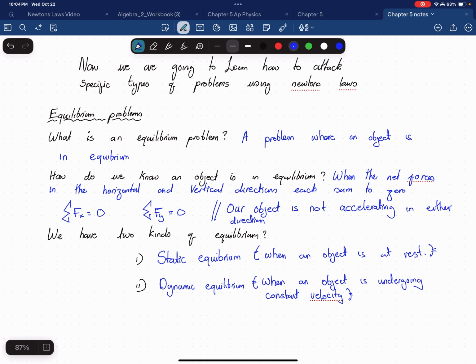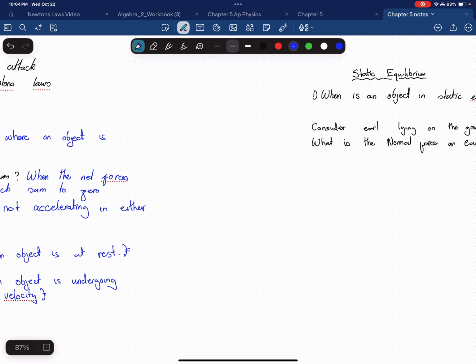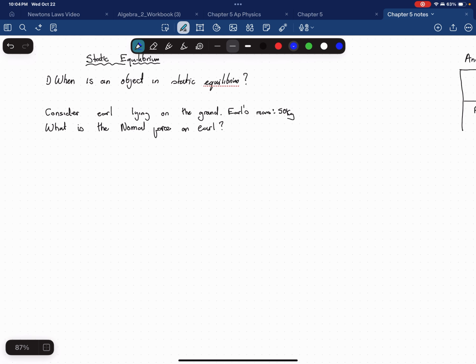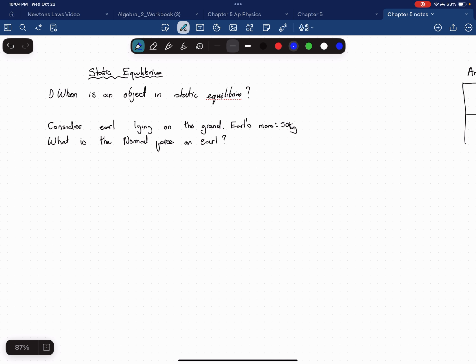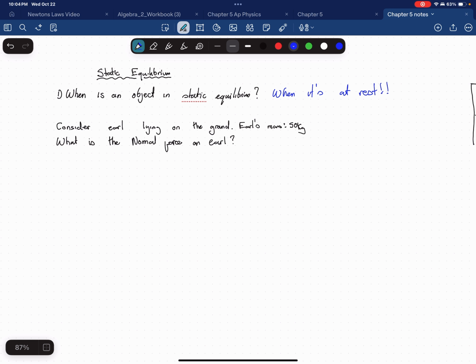All right, let's solve some problems now. This is physics. You just understand the theory, and then you solve some problems. So when is an object in static equilibrium? Well, when it's at rest. Arrow's made a comeback. So consider arrow. Here's our problem.